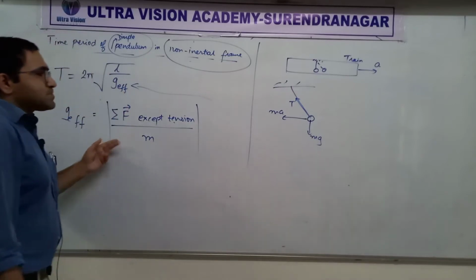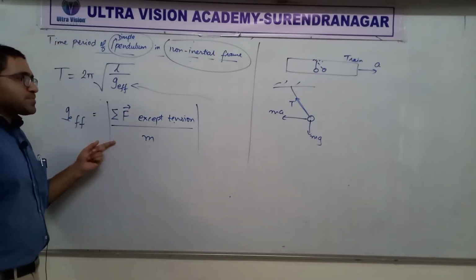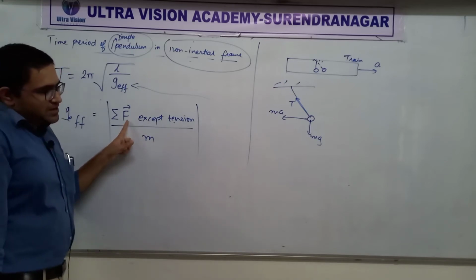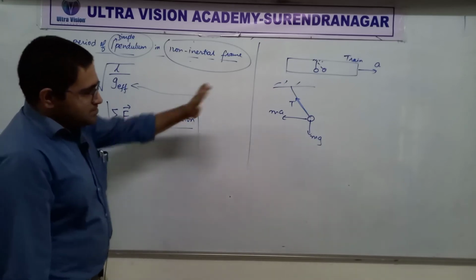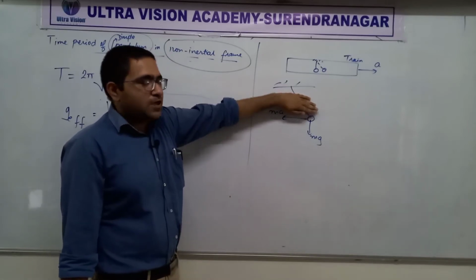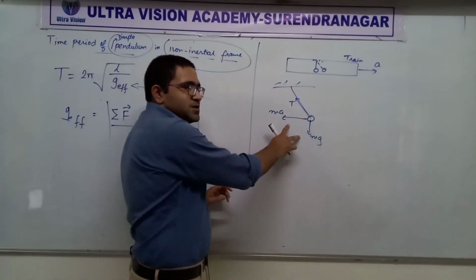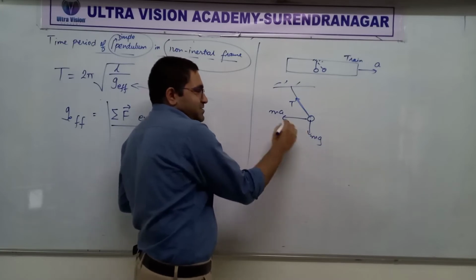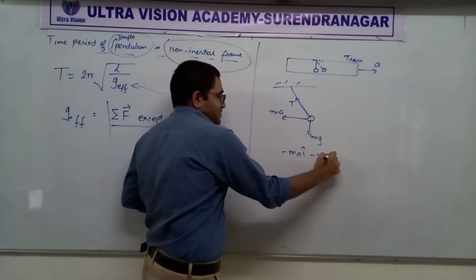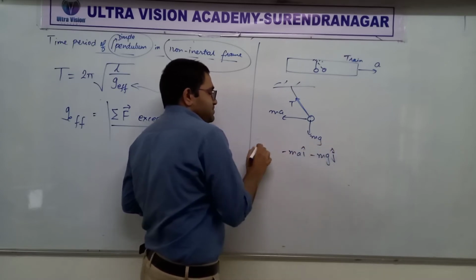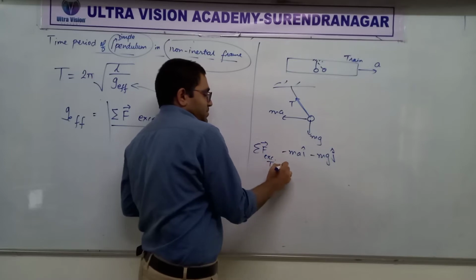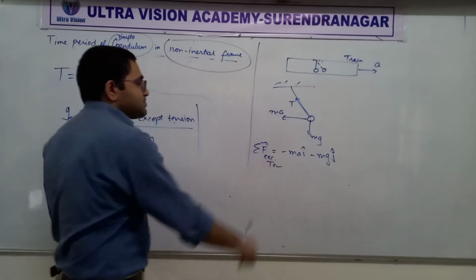Now, come here. First of all, we will find sigma F vector except tension. So ignore this. No tension. Don't worry about it. Then if you take these two, do you realize that their resultant can be written like this? Usual stuff. Did you understand? Sigma F except tension. Clear or not clear?